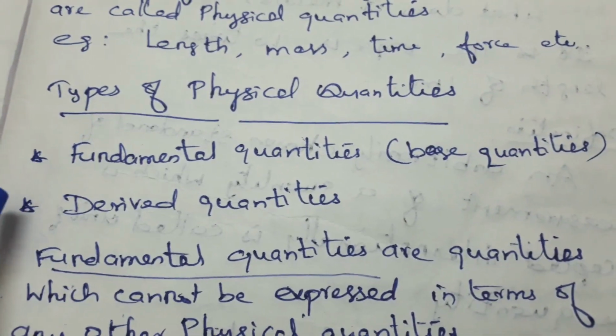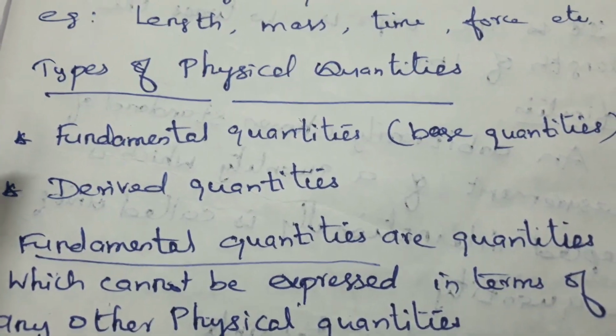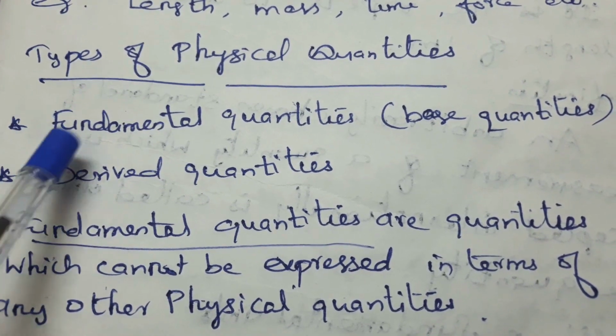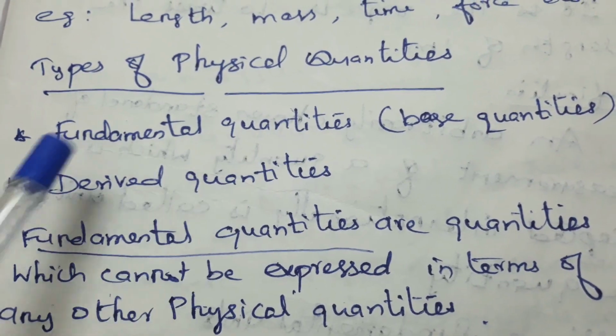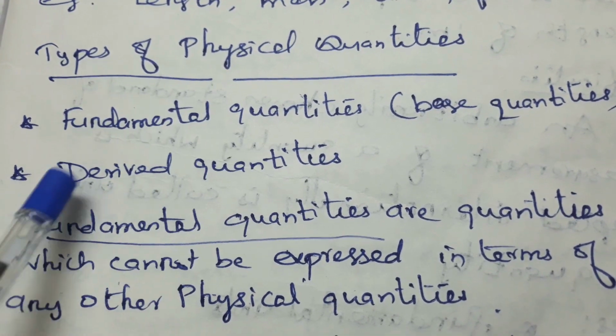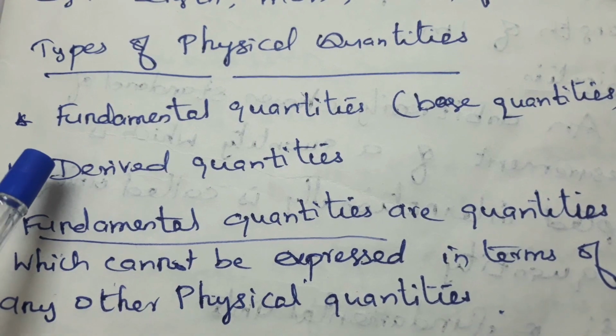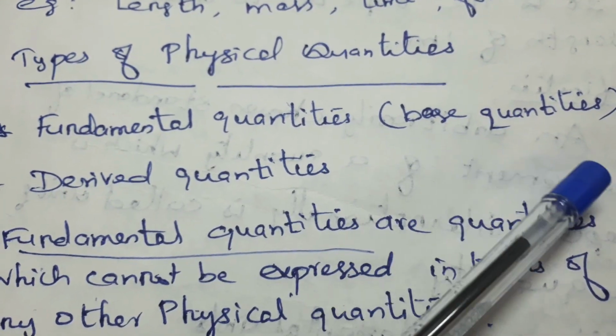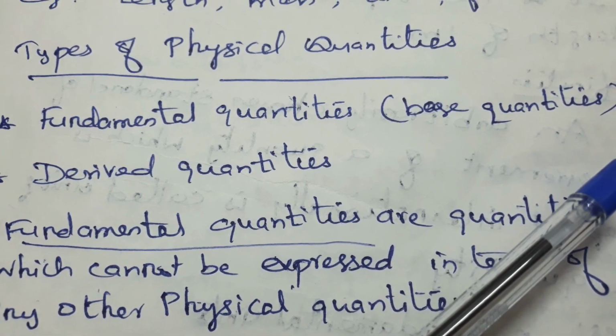Types of physical quantities. There are two types of physical quantities. They are fundamental quantities and derived quantities. Fundamental quantities are otherwise called base quantities.